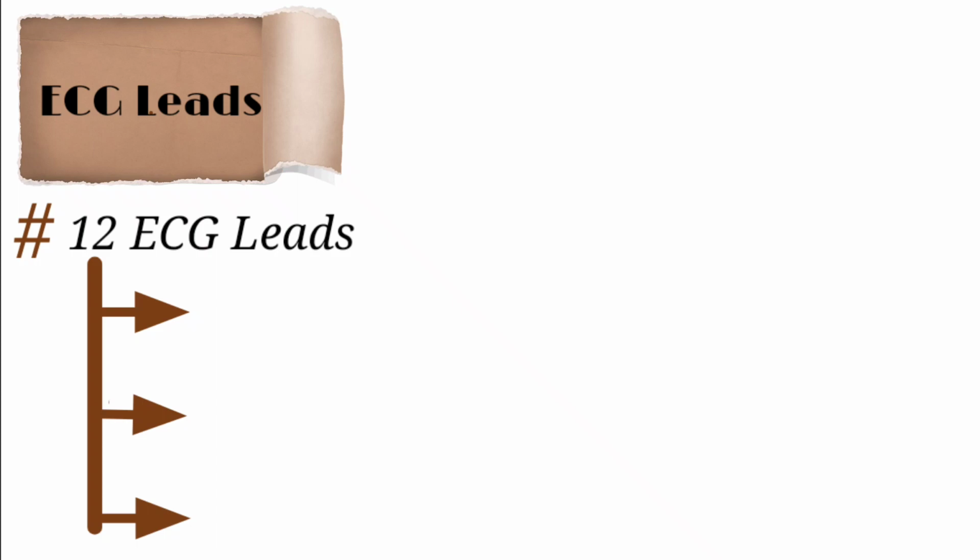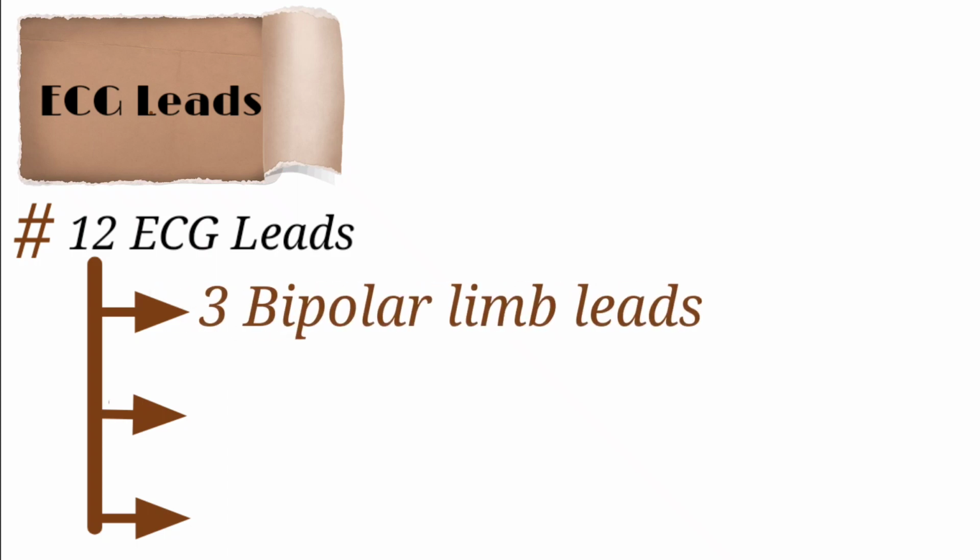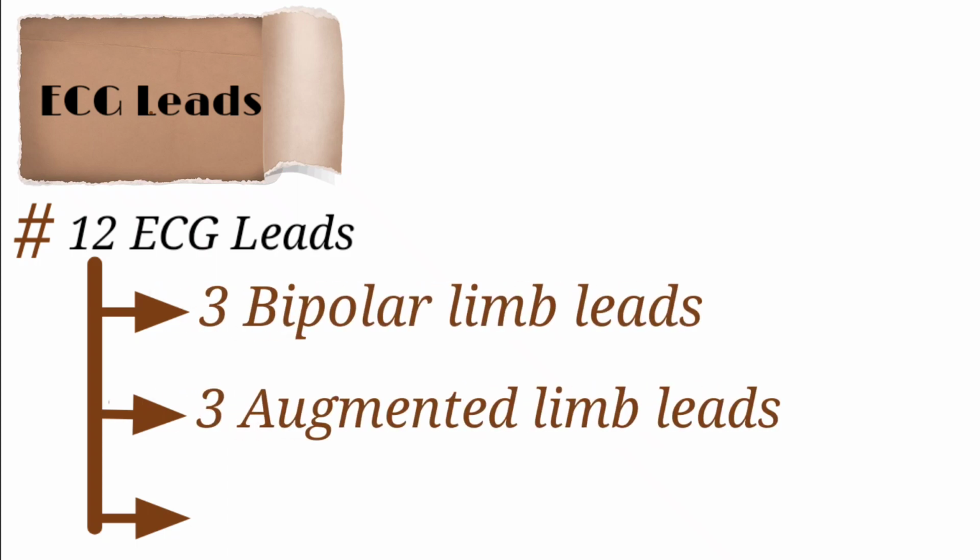ECG leads. There are 12 ECG leads, which are divided into three divisions. First, 3 bipolar limb leads. Second, 3 augmented limb leads. Third, 6 chest leads.